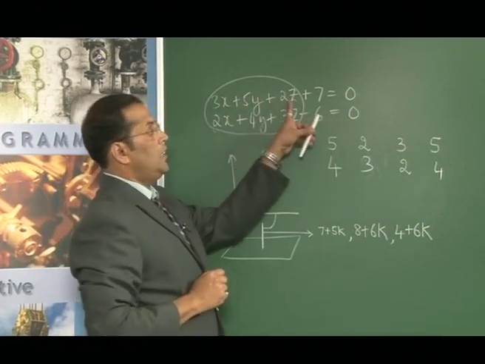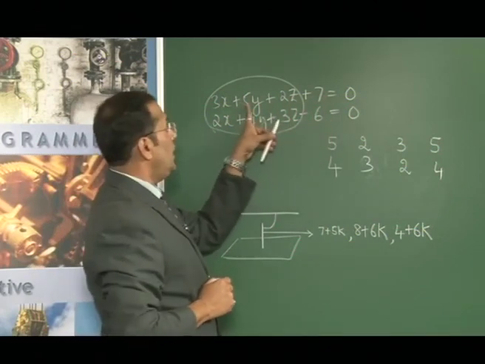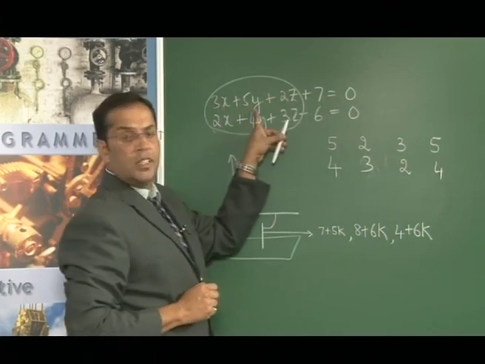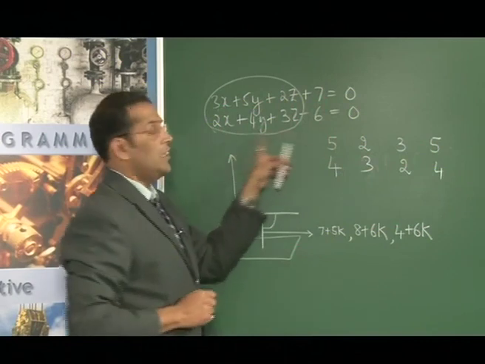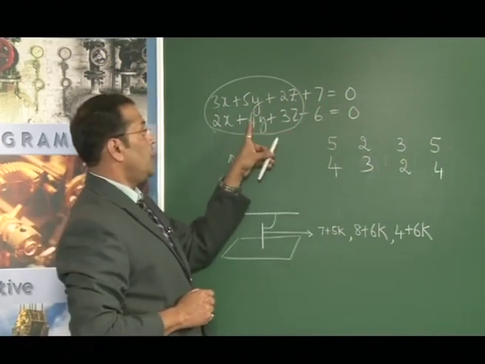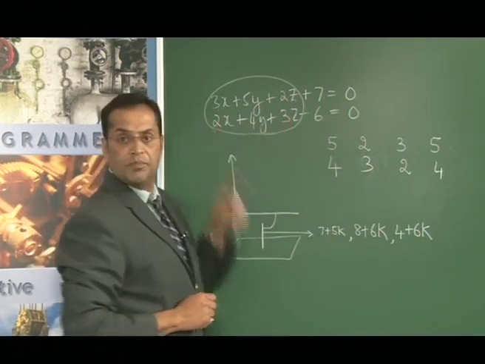Ax plus by plus cz plus d. So, it is b, c, a and b. So, 5, 2, 3 and 5. For the second equation, repeat the same thing. Start from y coefficient: y, z, x and y.